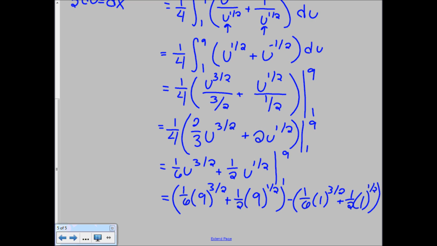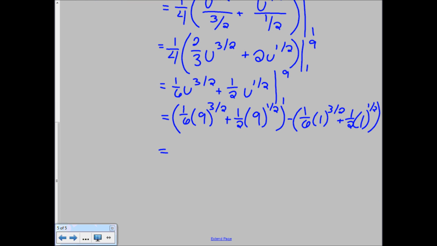And now all we have to do is simplify and find a final answer. So we're going to get 1/6 times the square root of 9 is 3. 3 cubed is 27. So we get 1/6 times 27 plus 9 to the 1/2 power is simply the square root of 9. So that's 3. So we're going to get 3 times 1/2, or 3/2, minus 1 to the 3/2 is 1. So we're going to get minus 1/6. And then the square root of 1 is just 1. So distributing that negative sign, we're going to get minus 1/2.